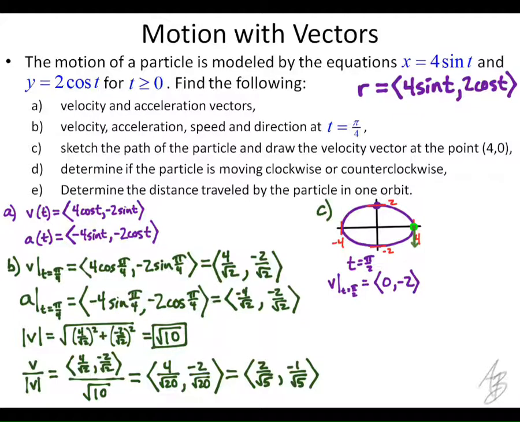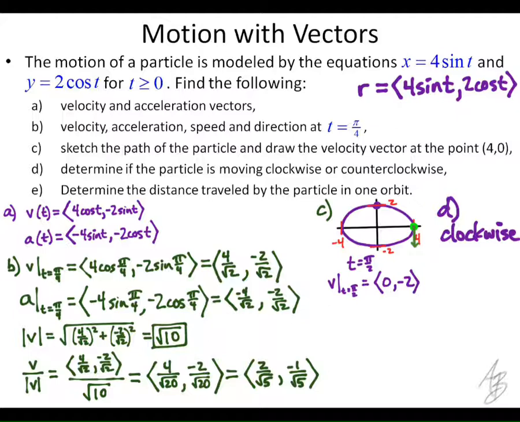So part D asks if the particle is moving clockwise or counterclockwise. Clockwise or counterclockwise? Why? Because the velocity is going down. Yeah. So we just figured out that the velocity vector right here, that the particle's going down. So that means the particle's moving in this direction. So we know it's going clockwise. That's a pretty straightforward one if we know the velocity vector, and we know which direction clockwise and counterclockwise are.